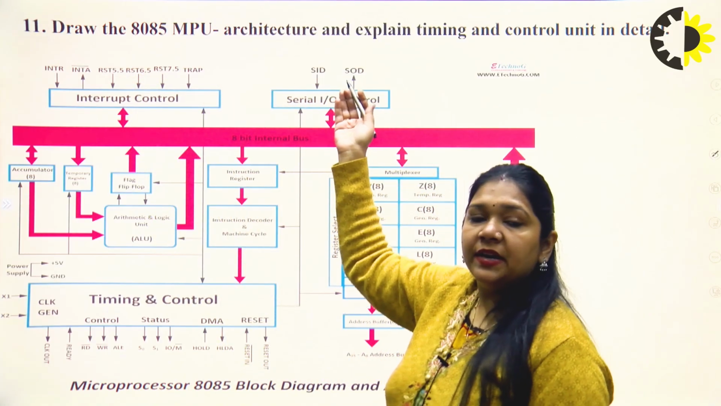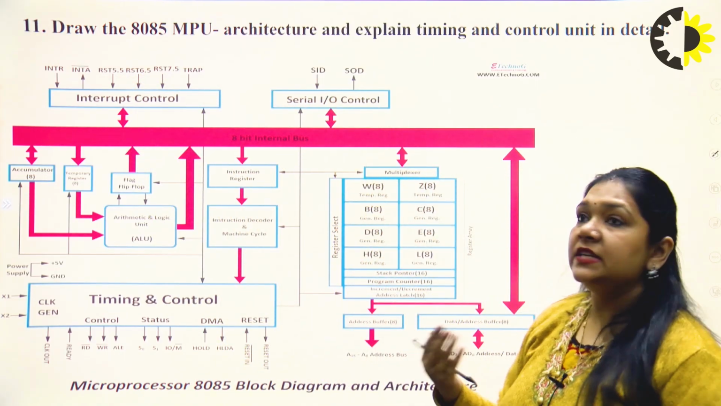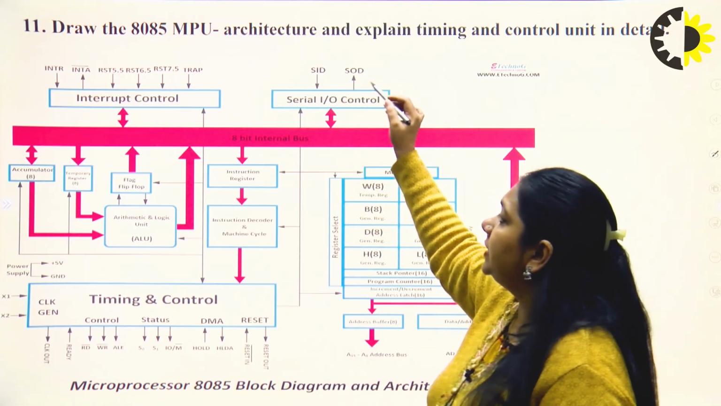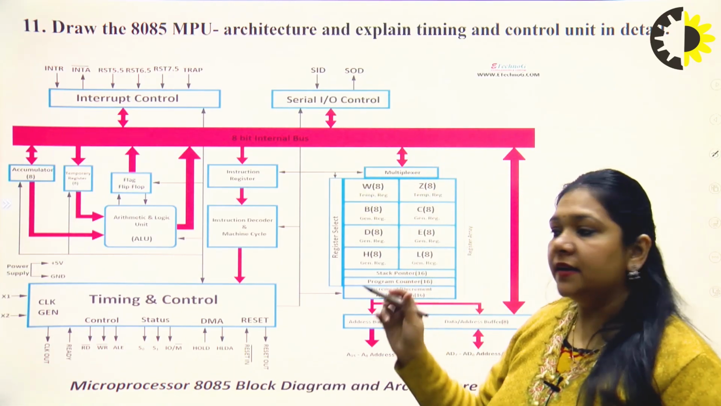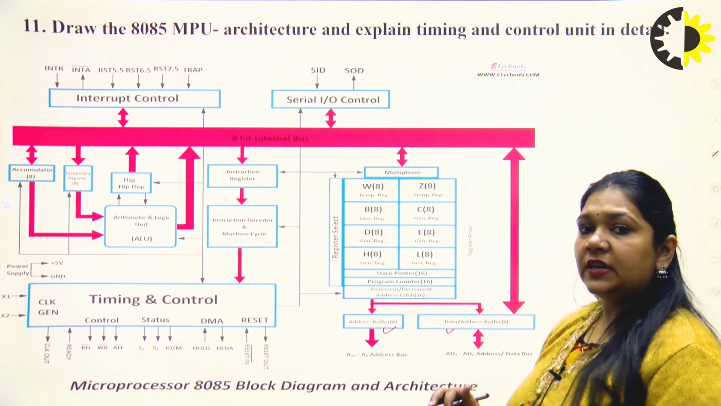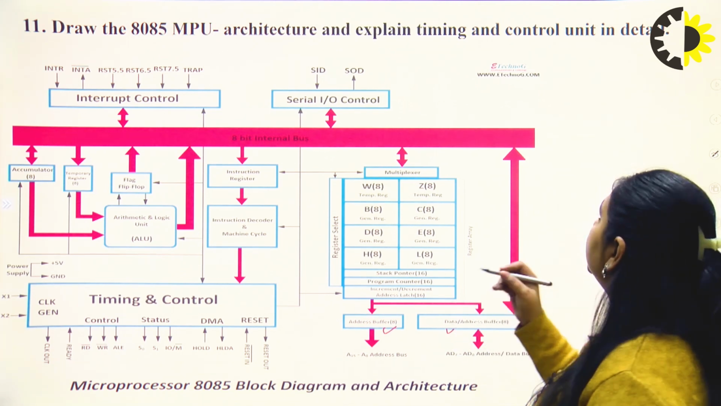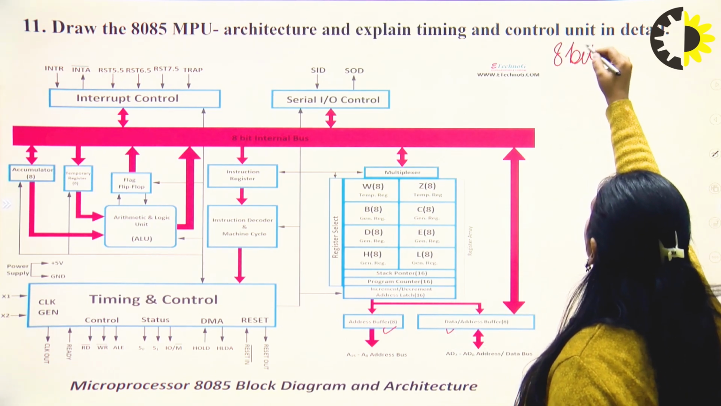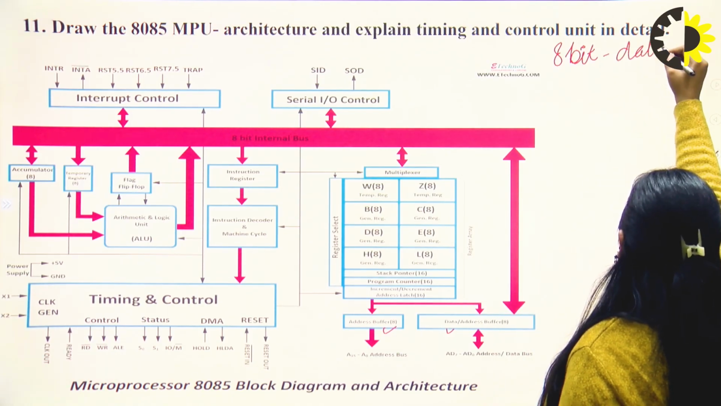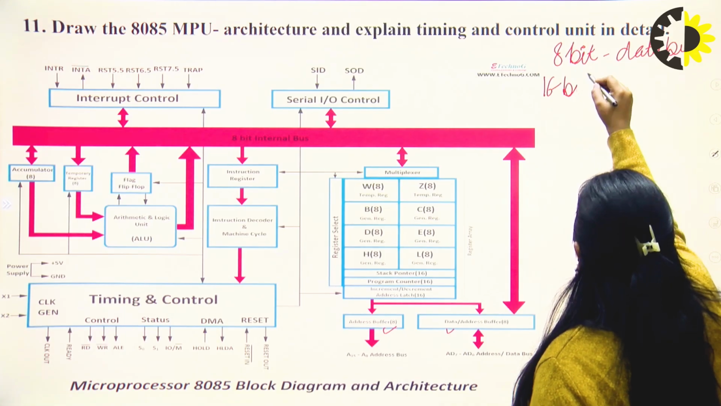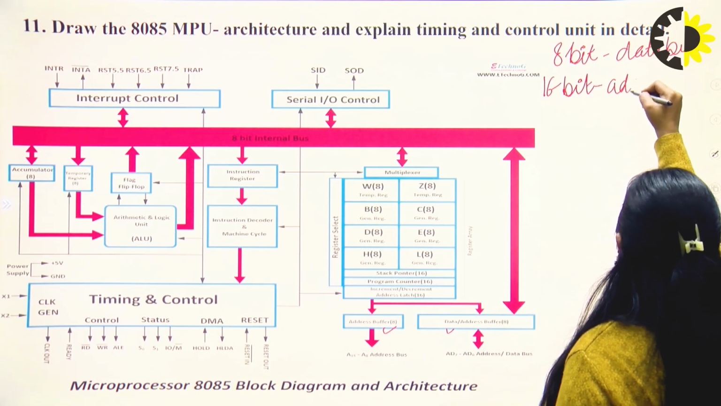Here it is serial input output control for serially input and output, serial data in, serial data out. There is an 8-bit internal bus, and here there is address buffer and data address buffer. So if I talk about from the basics, in the 8085 microprocessor, the data bus size is of 8-bit. This is my data bus. The address bus is of 16-bit.